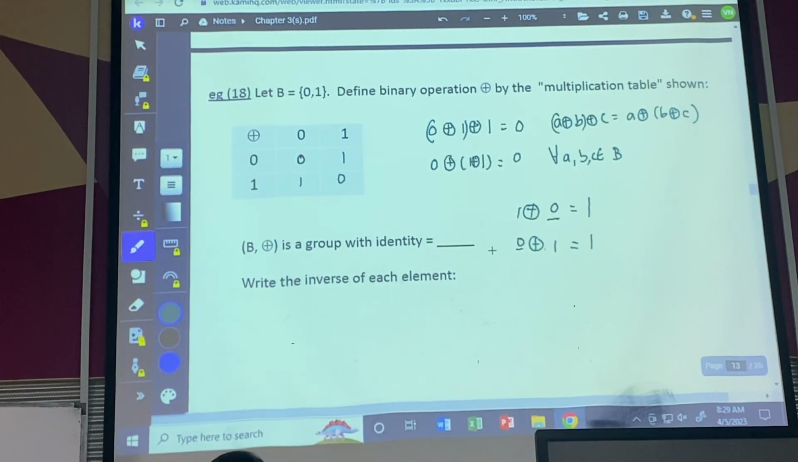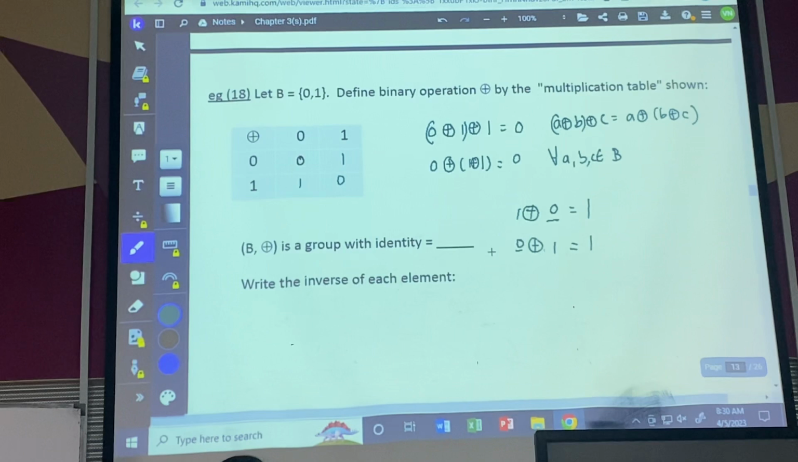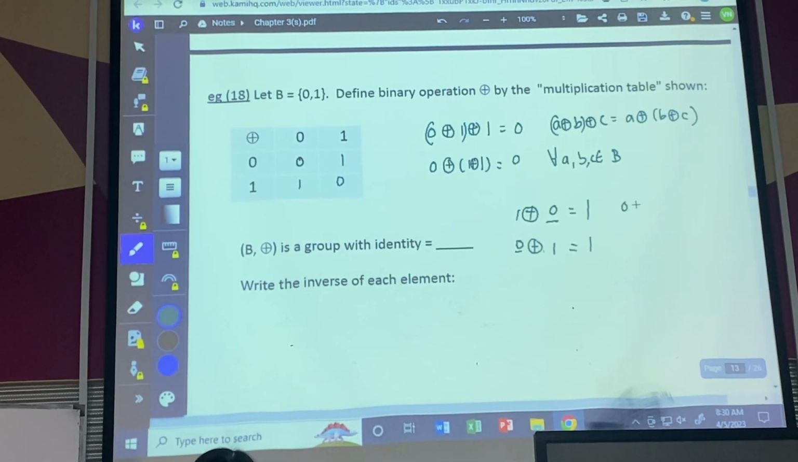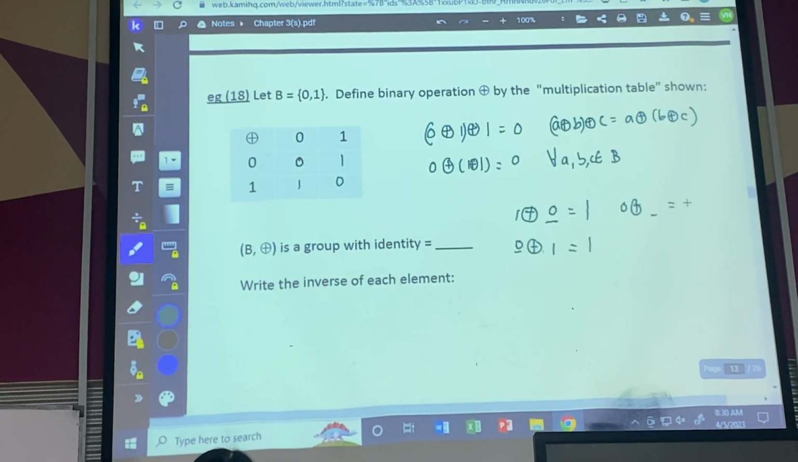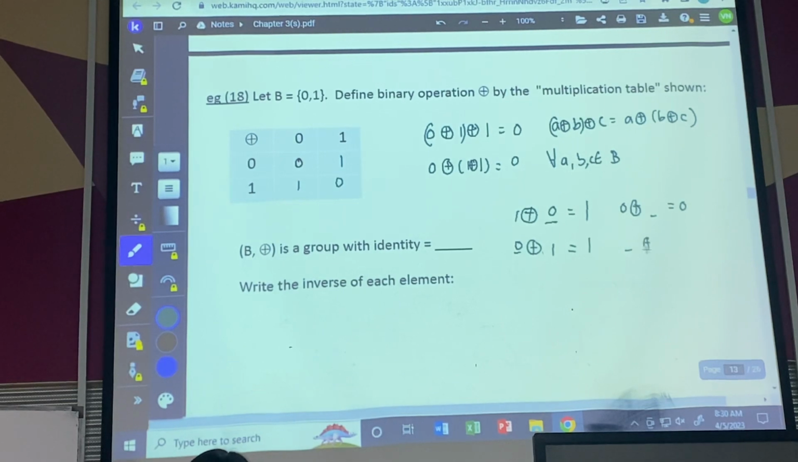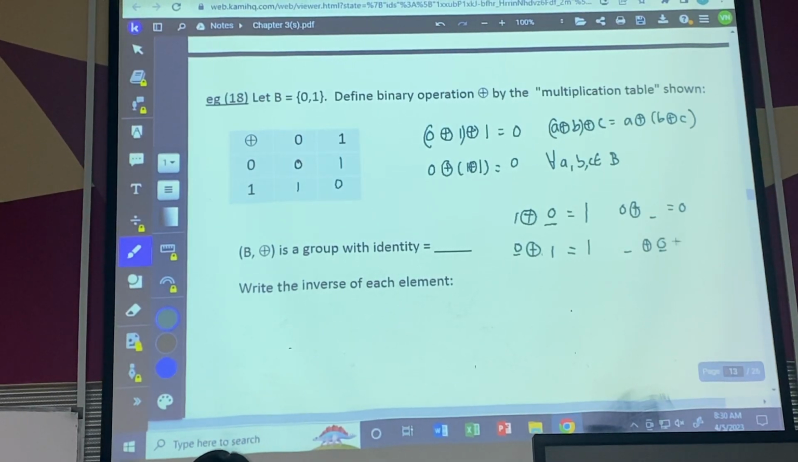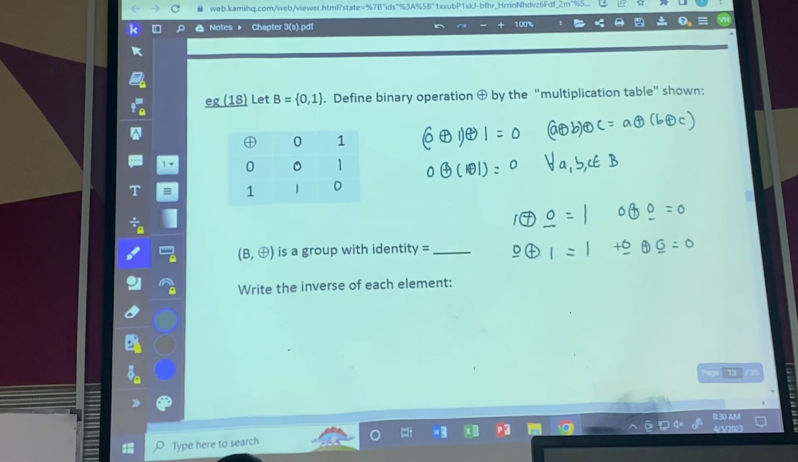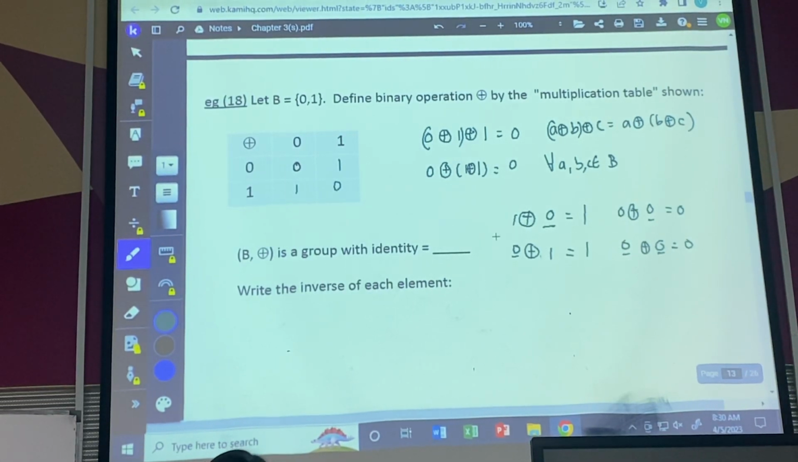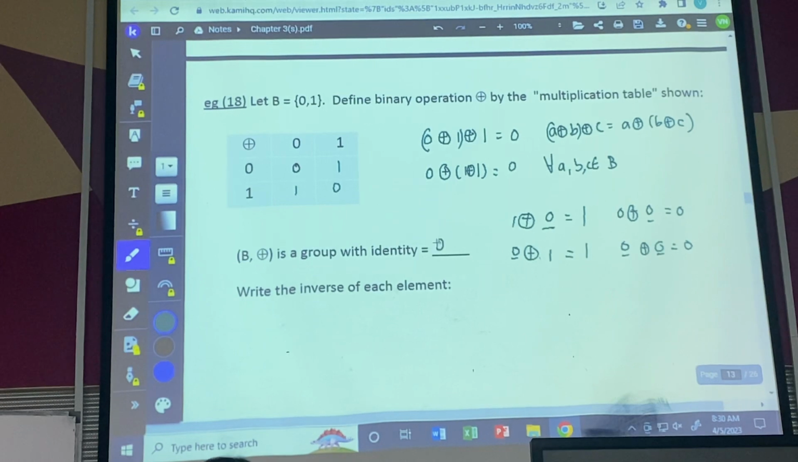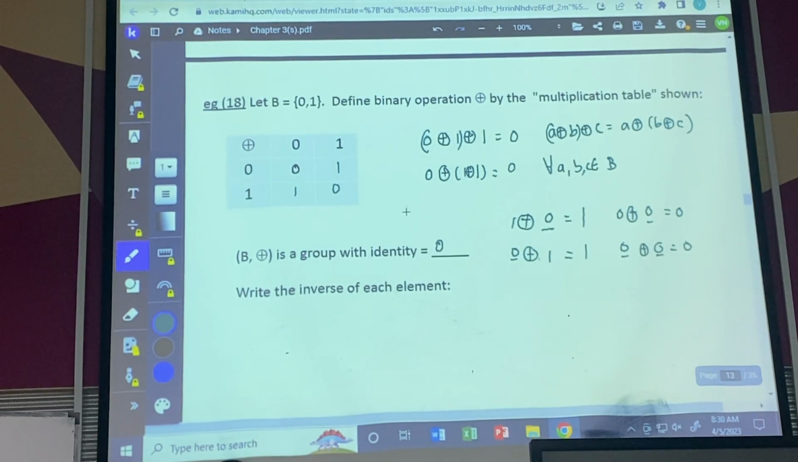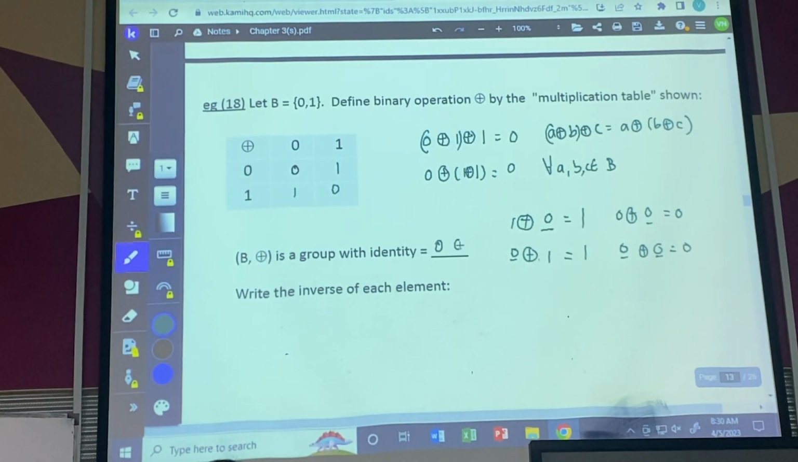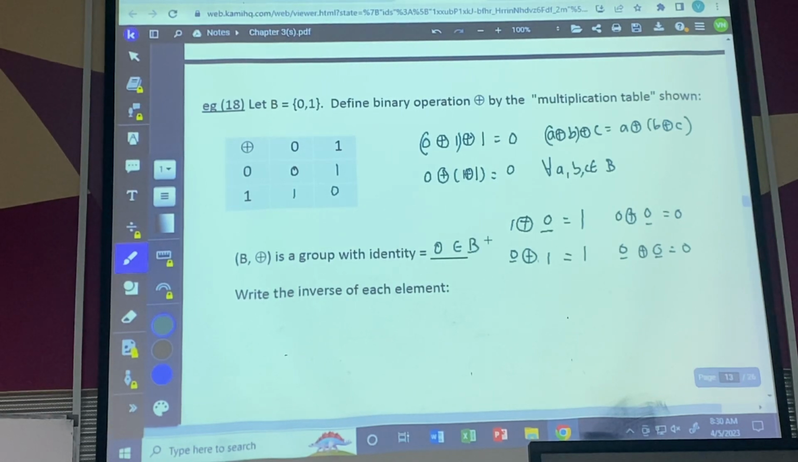Yes. Same also for 0. 0 exclusive OR the identity, you get back 0. Identity exclusive OR the 0, you get back 0. So here should be 0 also, right? So that's why the identity is 0. And you must make sure that it belongs to the set B.